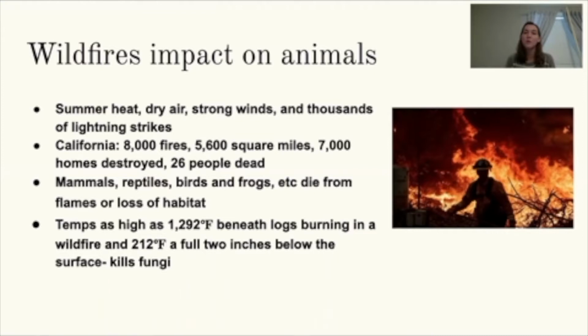Wildfires are a global issue increasing more and more due to climate change. Summer heat, dry air, strong winds, and thousands of lightning strikes ignite and spread fires globally. Australia and California are just two of the places affected by these treacherous fires that burn down forests and rip through neighborhoods. As you guys know, California has been hurting, with more than 8,000 wildfires this year that have scorched 5,600 square miles, destroyed over 7,000 buildings, and killed 26 people.